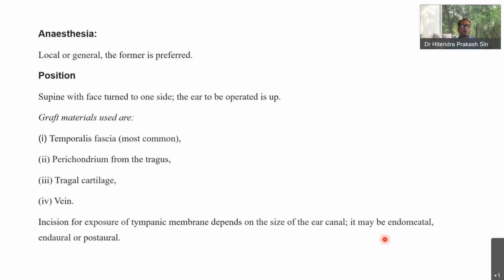Usually we use temporal fascia, which is the most common grafting material for repairing the tympanic membrane, but we can use the perichondrium from the tragus, we can use the tragal cartilage, we can use dura, we can use autologous vein also. Okay. Incision for exposure of tympanic membrane depends on the size of ear canal. It may be endomeatal, endaural, or postaural.